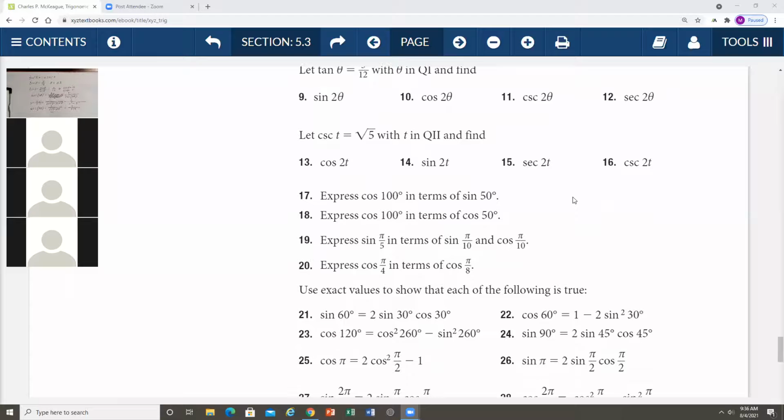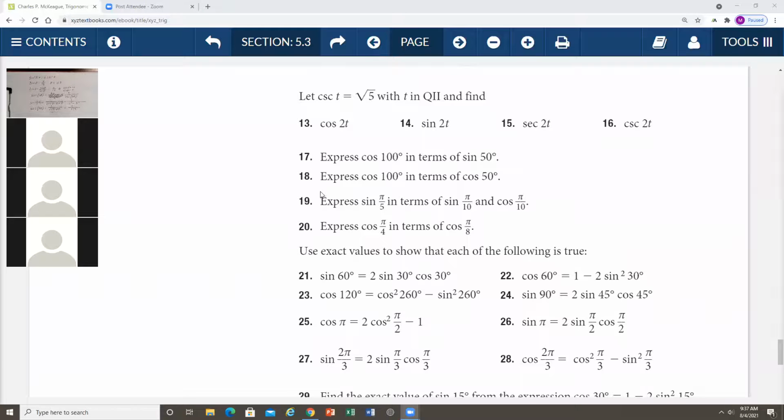And that was one like number 12. It's the same type right there. Okay, let's see, number 18. We'll drop down to one like number 18 here. Express the cosine of 100 degrees in terms of the cosine of 50 degrees. Well, how are you going to do that? When you first read this, you're kind of scratching your head. Now, what's going on here? How can you express the cosine of 100 degrees in terms of the cosine of 50 degrees?